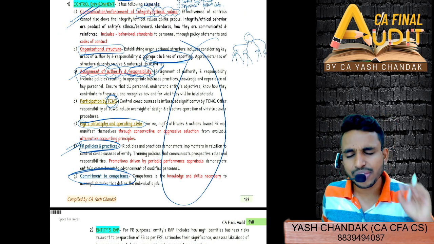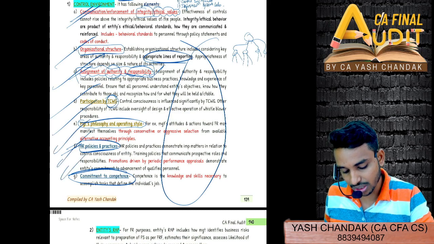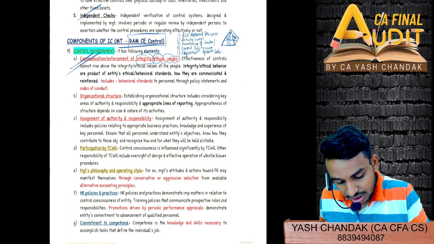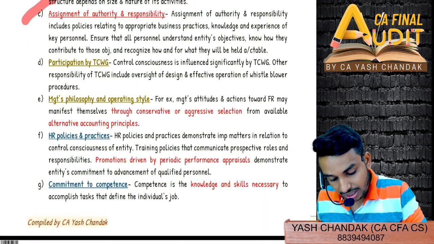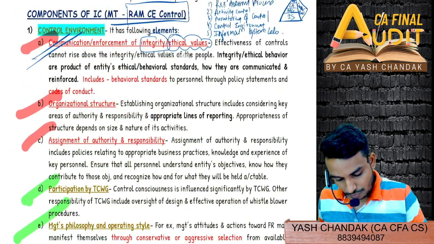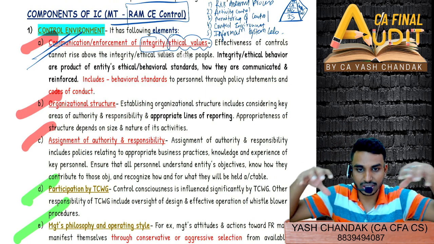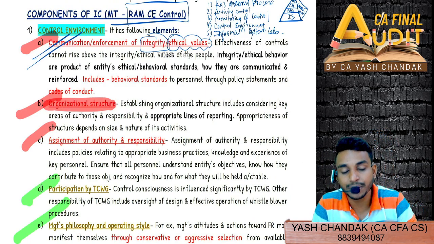If at all they ask you elements of control environment, you will definitely score with these 7 points. Let's try to learn these 7 points. The first 3 points I have grouped separately, then the other 2 points separately, and lastly the other 2 points. The first 3 points are with respect to organizational structure.